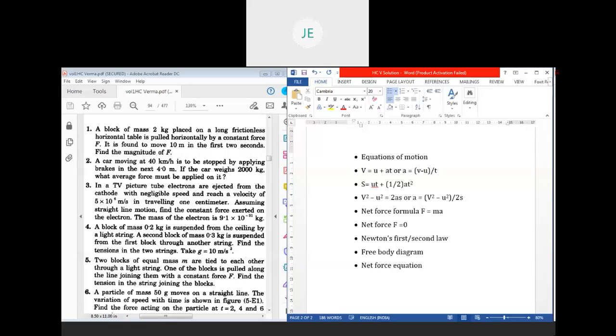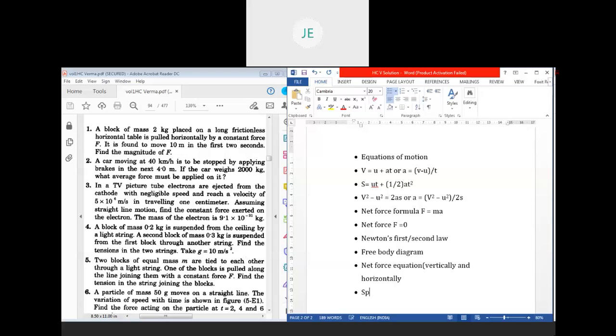For example, if two forces are acting in the same direction, then they get added. If two forces act in the opposite direction, they get subtracted. The same thing applies vertically and horizontally, since the forces can be vertical or horizontal. So that is one: you should be able to make the net force equation vertically as well as horizontally.